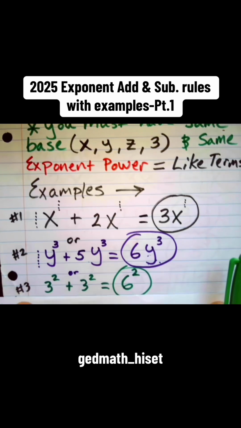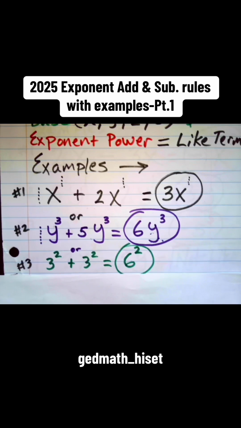And finally, I've got another third example here to show you. Number 3, 3 to the second power plus 3 to the second power. We have the bases are the same, 3 and 3, and then the power is to the second power. They're the same. We can add these terms, 3 squared. So 3 plus 3 is 6, and when you're adding or subtracting, you keep that exponential power the same.